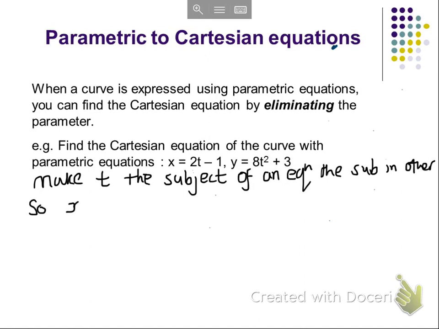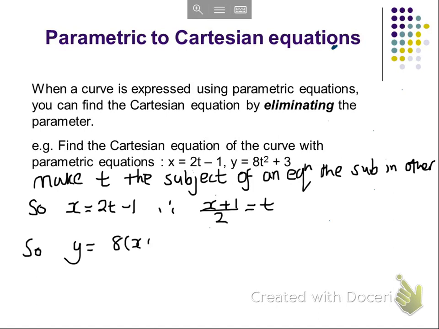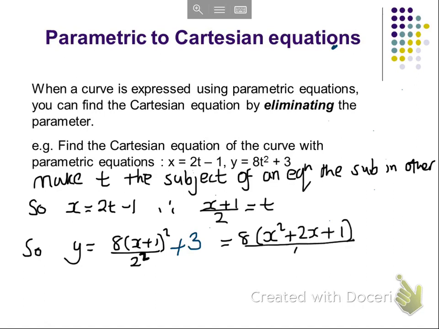So x equals 2t minus 1. Therefore we can say that x plus 1 over 2 will equal t. Putting this into the second equation will give us 8 times (x plus 1) all squared over 2 squared, plus 3, which will give us 8 times (x squared plus 2x plus 1) over 4, plus 3. Simplifying down, this gives us 2x squared plus 4x plus 5.